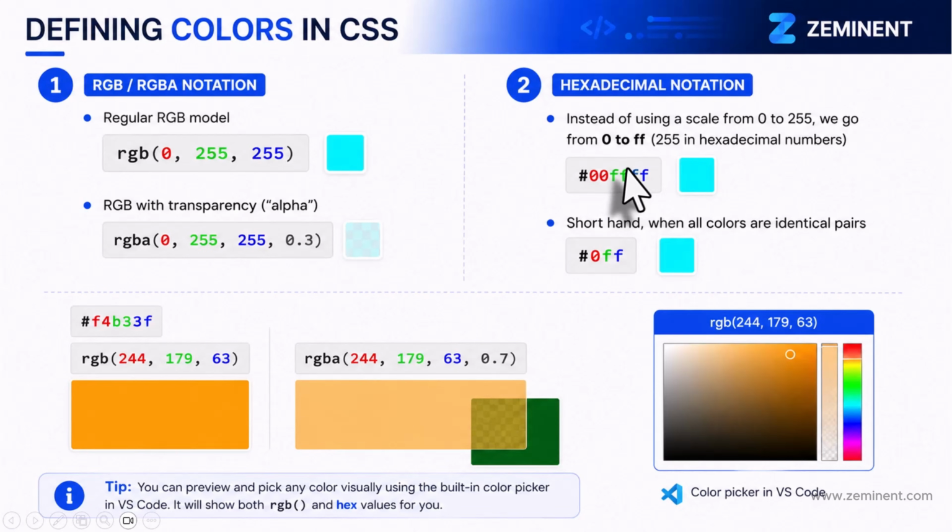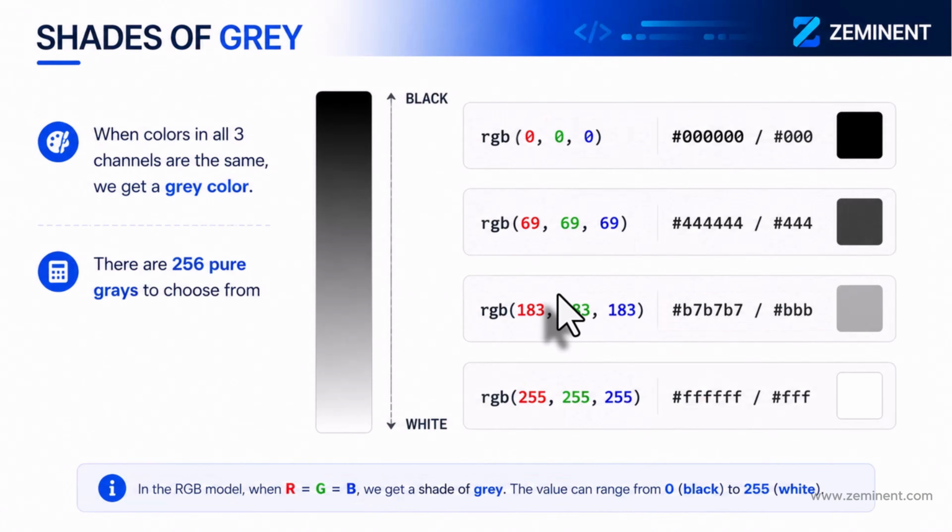Hexadecimal is another popular way to define colors. Instead of numbers between 0 and 255, hexadecimal uses values from 00 to FF. Now, working with gray colors. Gray colors are a special case. Whenever all 3 RGB channels have the same value, the result is a shade of gray. Here we have RGB 69, 69, 69, hash 444, which creates a dark gray. Similarly, there are so many grays. Everything in between is simply another shade of gray. These gray colors are commonly used for body text, borders, backgrounds, and subtle UI elements.